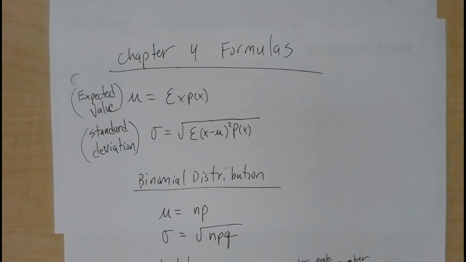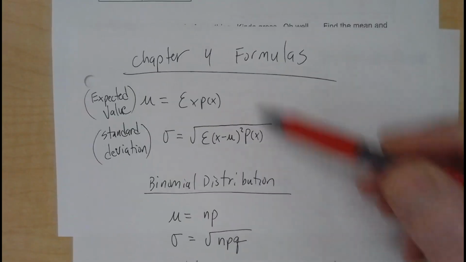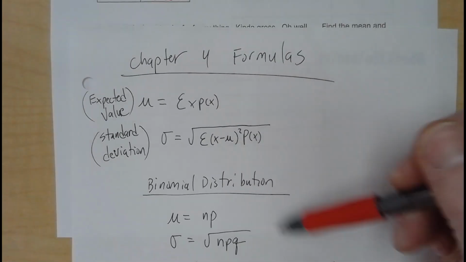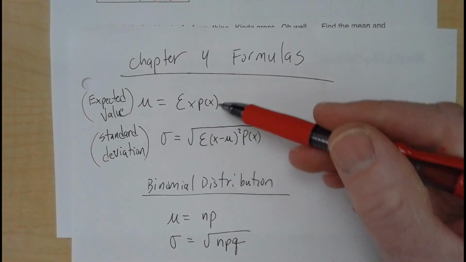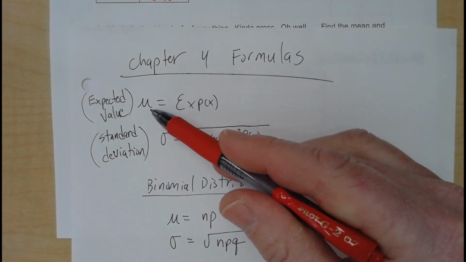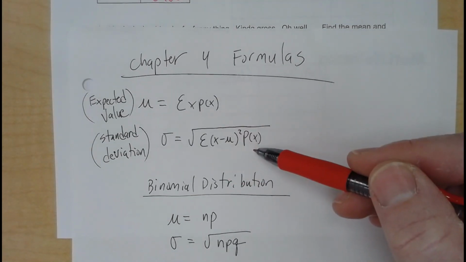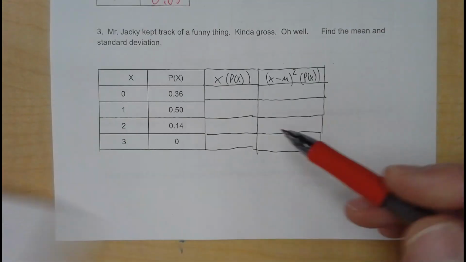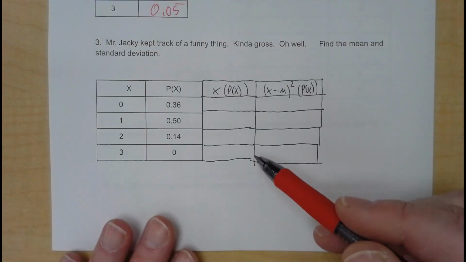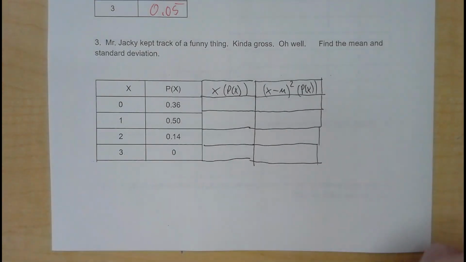Okay, then the formula for this, I'm going to pause it here for a second, find my formula sheet. Okay, for a generic discrete random variable, this is the formula for expected value, or mu, and this is the formula for standard deviation. So this is not a binomial distribution. This is just a distribution that I kept track of.